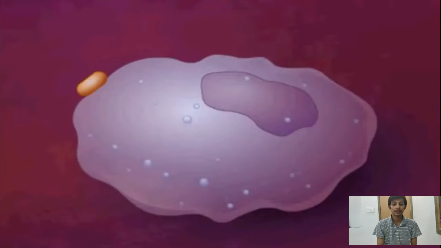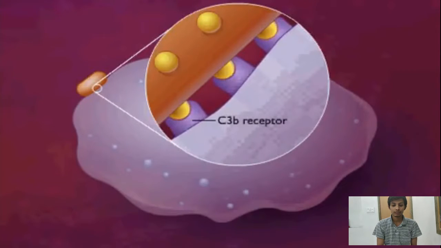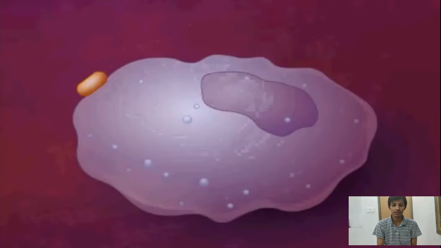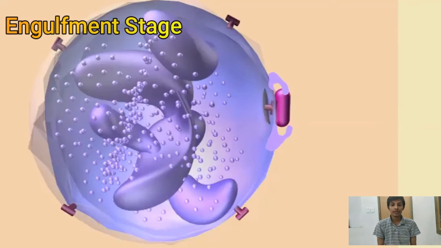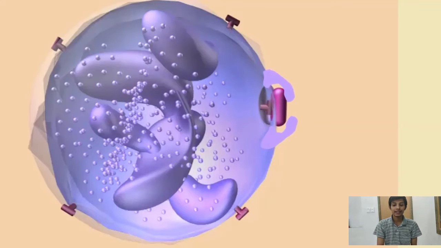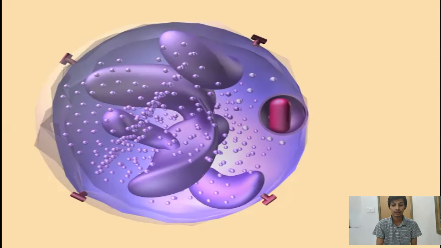Opsonization or attachment stage. Here in the illustration we can see C3b is attached to the C3b receptor by the process of opsonization. Fifth step, the engulfment or ingestion. Here in this illustration we can see the engulfment process.